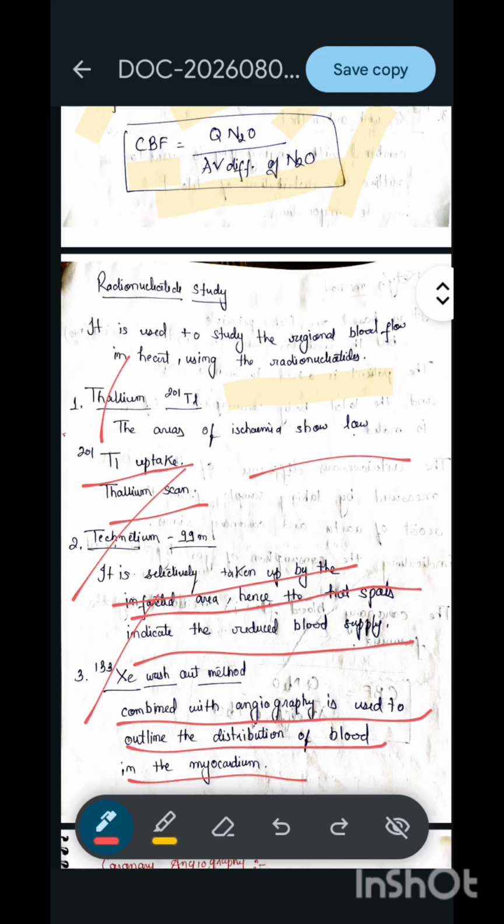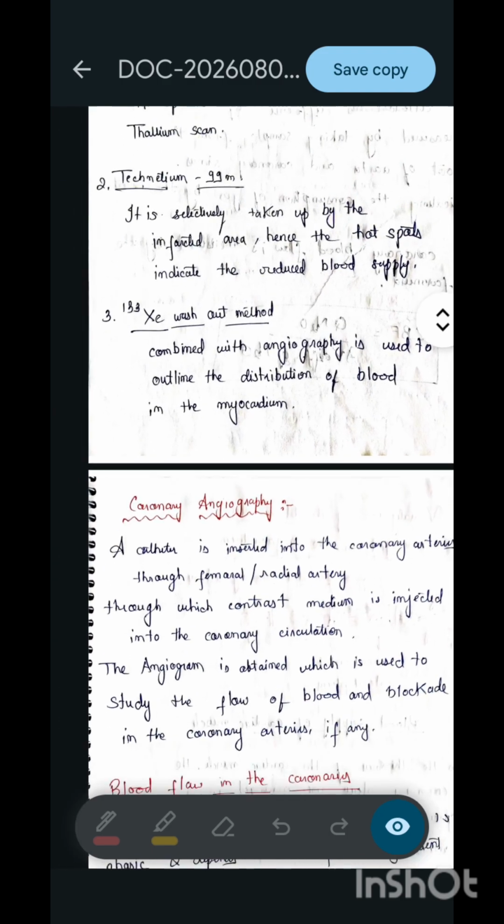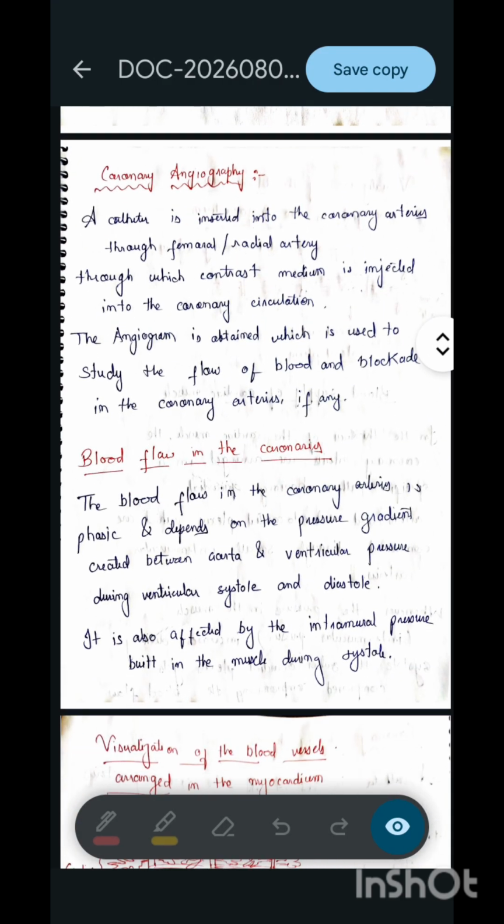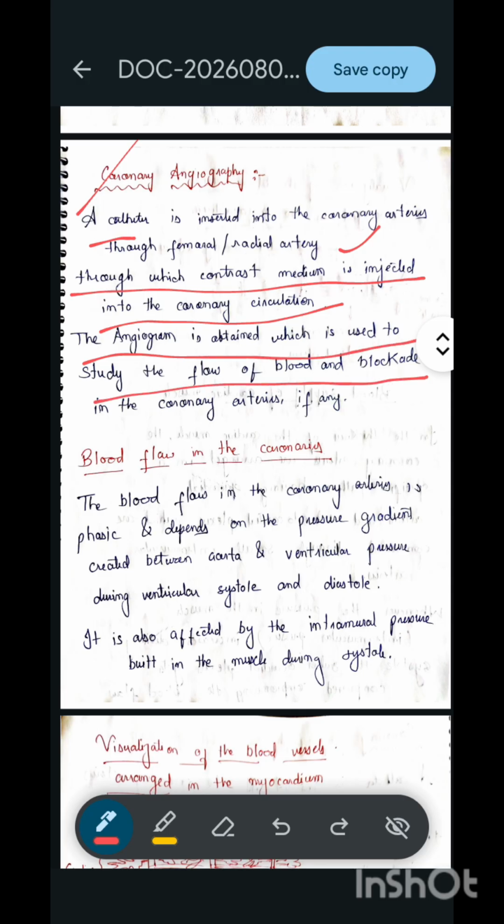So these radioactive substances help in estimating the amount of radionucleotides which are injected into the blood. They will show some contrast, and that's how you can estimate the amount of blood flowing through the coronary artery. Then the most commonly used technique is coronary angiography. A catheter is inserted into the coronary arteries through the femoral or the radial artery, through which the contrast medium is injected into the coronary circulation. The angiogram is then obtained, which is used to study the flow of blood, and any blockage in the coronary artery can be identified.